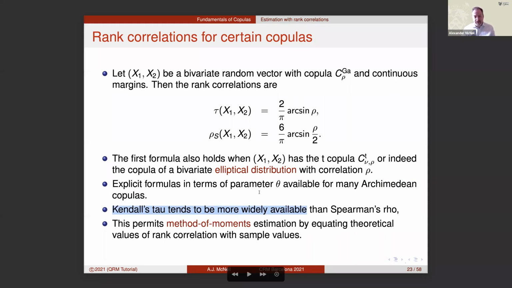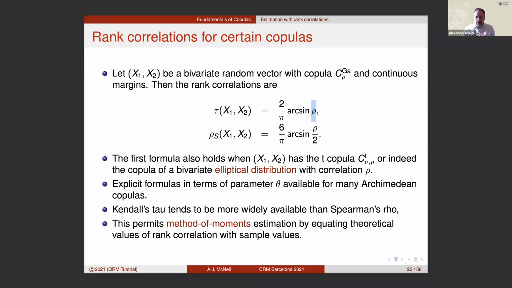Well, one reason is that it permits an alternative way of estimating, method of moments, because suppose I'm trying to estimate the Gauss copula. If I knew the Kendall correlation, then I could invert the formula to find rho. If I knew tau, I could invert this formula to find rho. But I can estimate tau.